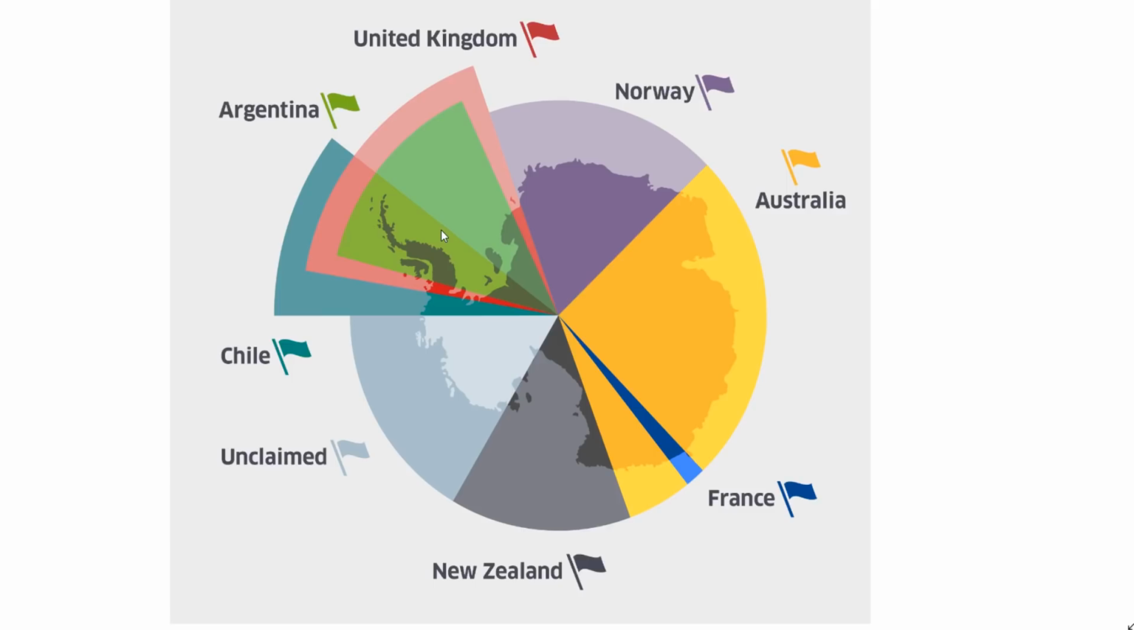Maybe there was a lot more at stake there than the tiny Falkland Islands inhabited by a few people. Yeah, Argentina and the UK were fighting possibly over something a lot larger than the Falkland Islands. So here we can see again this unclaimed area, and then we have New Zealand's claim, Australia's claim, a slice of France here, Norway, Argentina, the UK and Chile.